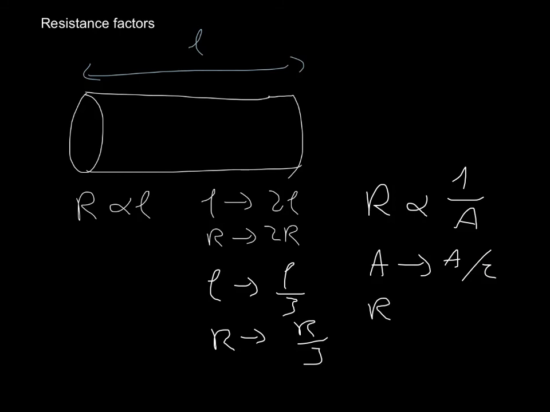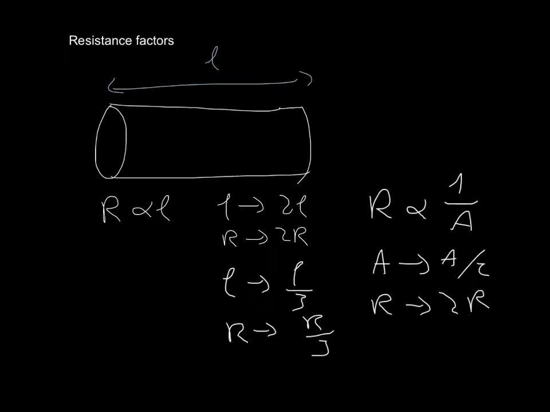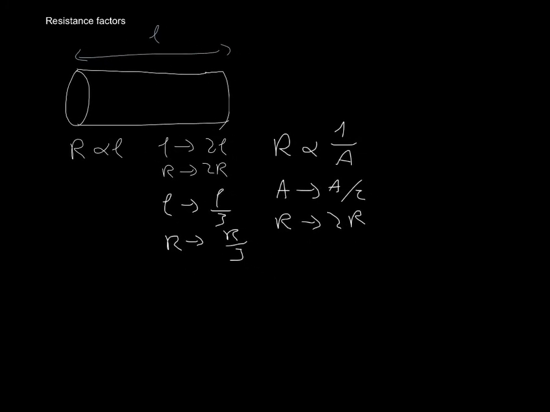Because the resistance is proportional to the inverse of the area. The more area, the less resistance. The less area, the more resistance. So the resistance will go to 2R. What if instead I double the area? So my area goes to twice the area. What will happen to my resistance? Well, my resistance then will be less. How much less? Well, half.